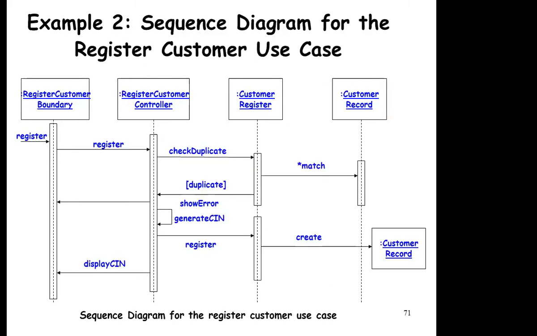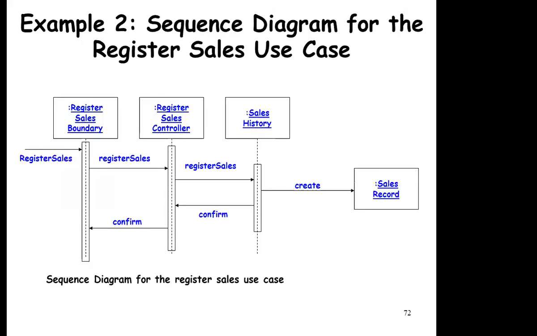So another sequence diagram for the registered customer use case. Next, one more, for the sales use case. So there are three different use cases and three different sequence diagrams. For each use case, there is a different sequence diagram. So this is all for today. I hope you have understood.